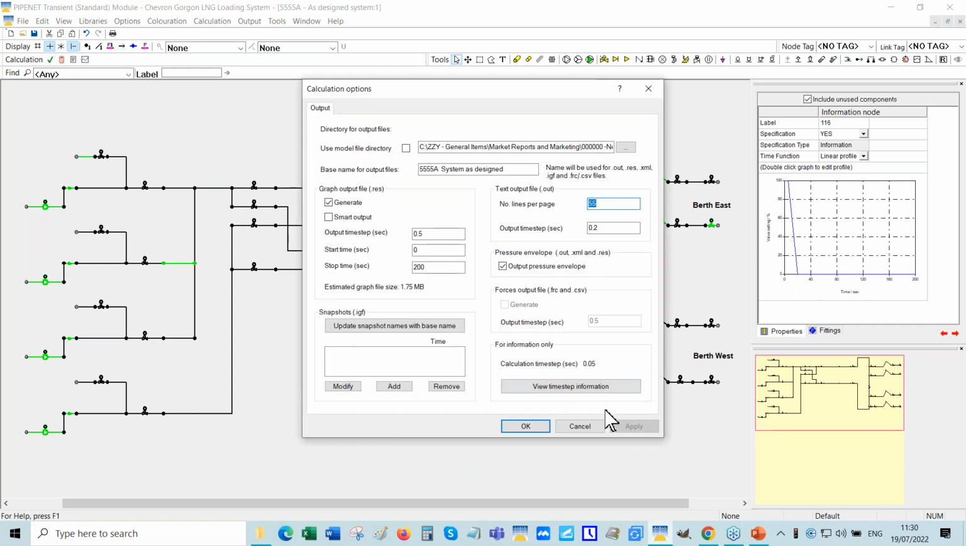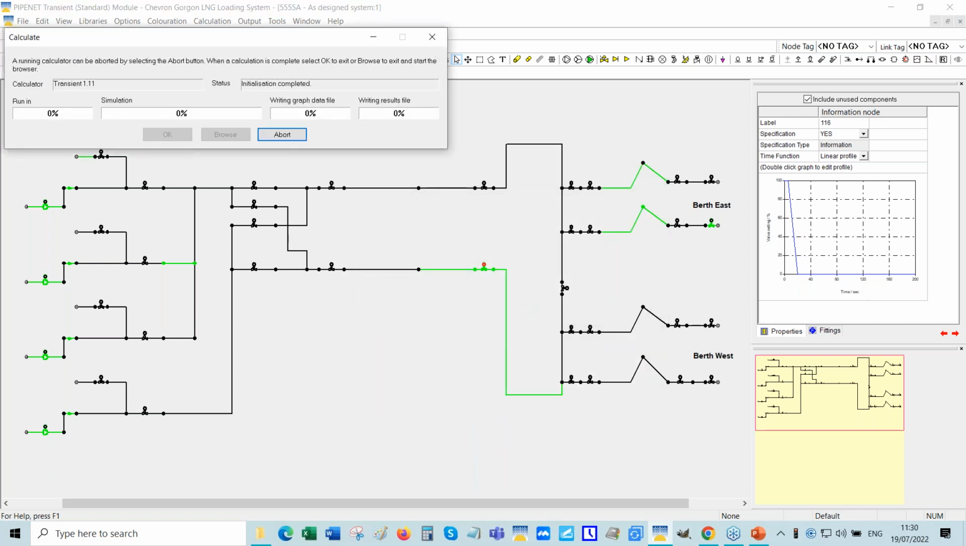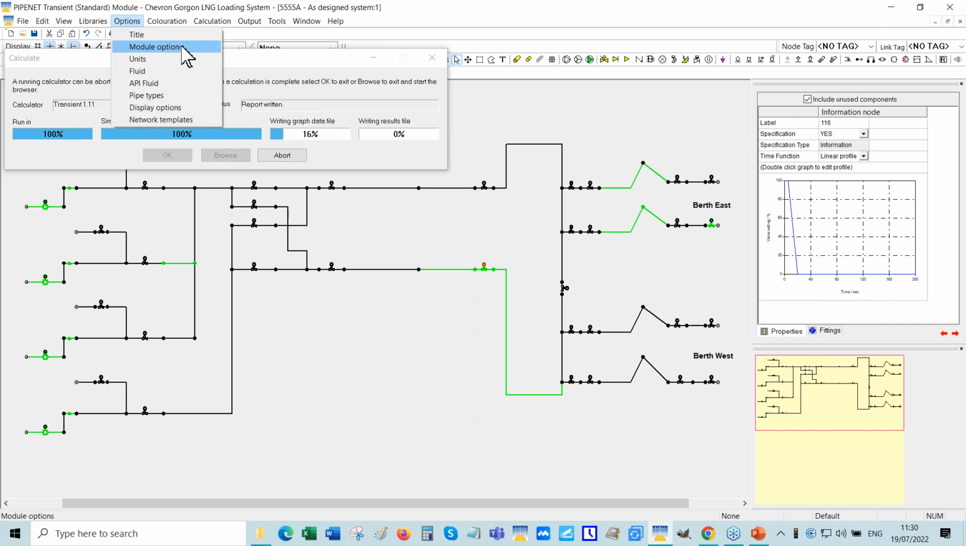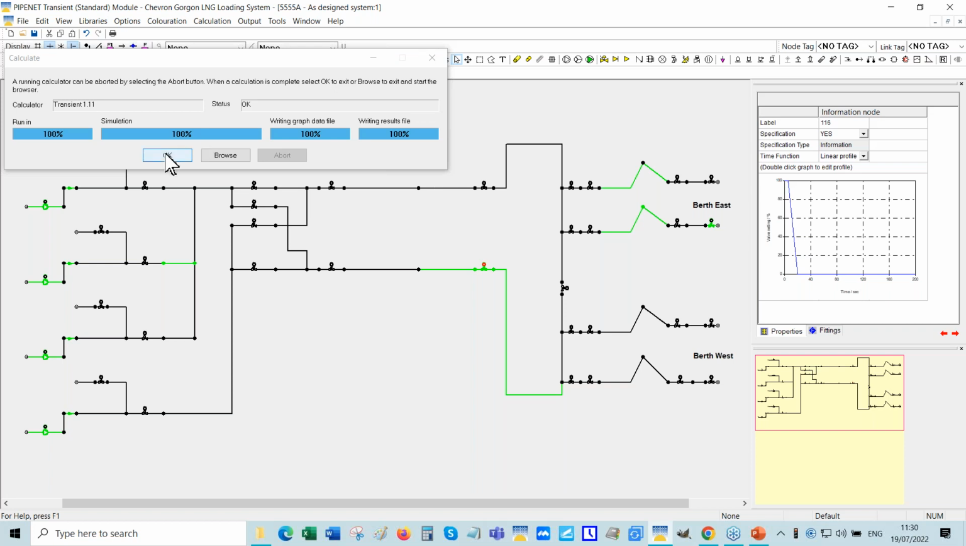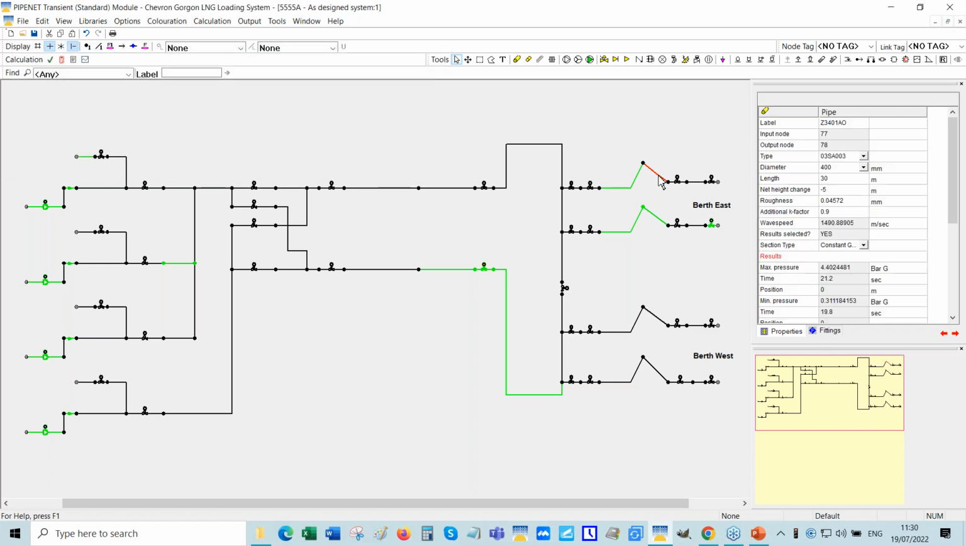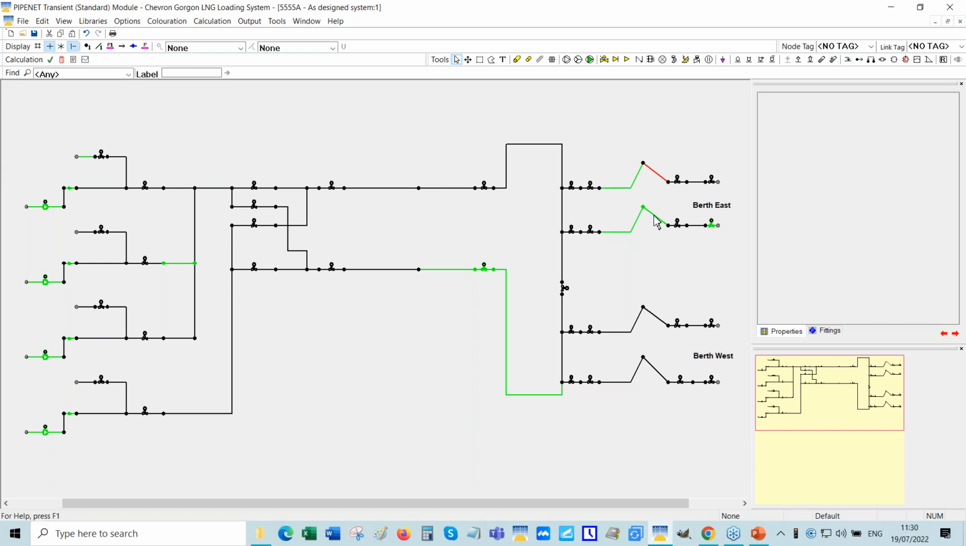So let's run the calculation. See, this means that there is cavitation. This is what we saw earlier, because we're using the channel cavitation model. That is actually quite a difficult model, and that's why it slows down a little bit when there is cavitation. So let's look at that loading arm. That's a label for that loading arm. That's that loading arm. And also there's a valve here.